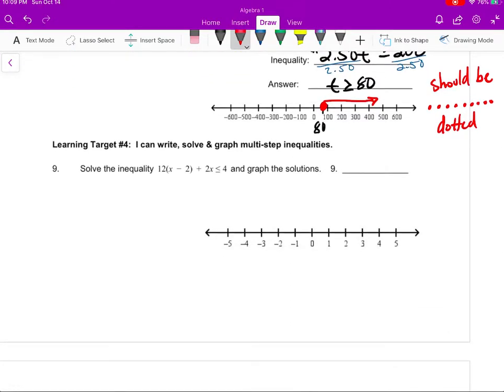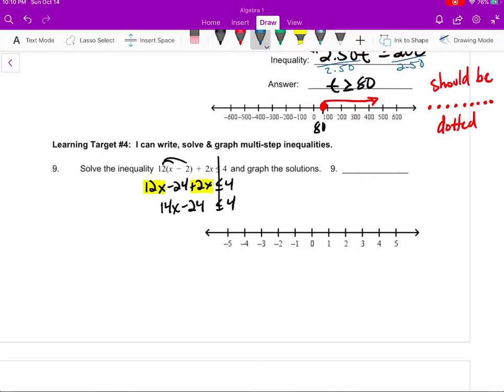Number 9, solve and graph multi-step. So I know I'll probably have some simplifying, some combining like terms. Key thing is to always put a line down through that symbol so you know what's on the same side. So actually I end up with 12x minus 24 plus 2x is less than or equal to 4. So I do end up with some like terms on the same side, so I need to combine those. Positive 12 and add 2 more, that would equal 14x minus 24 is less than or equal to 4.